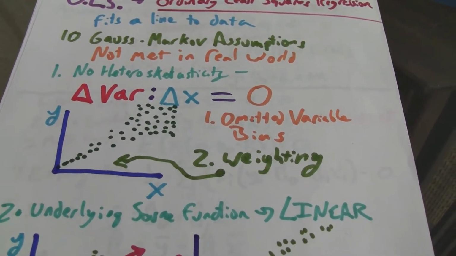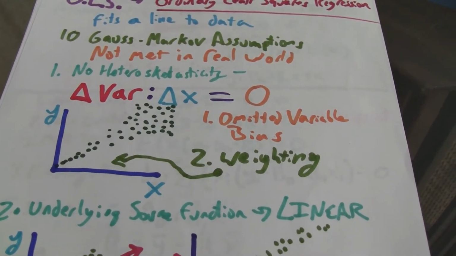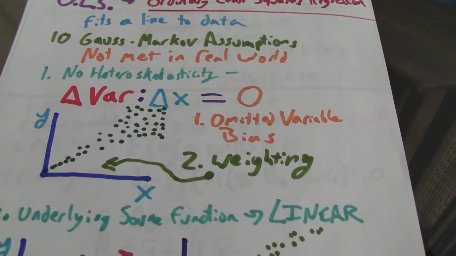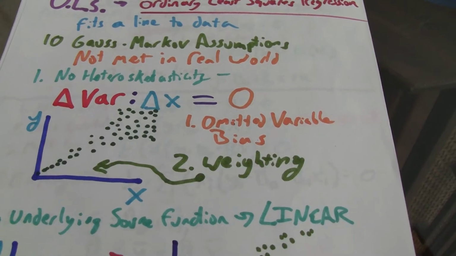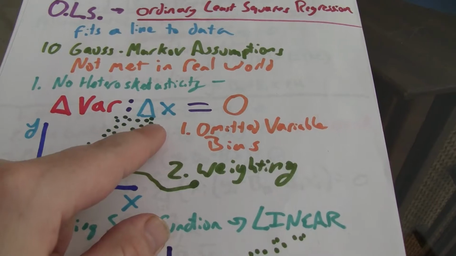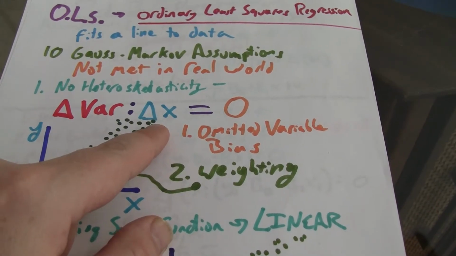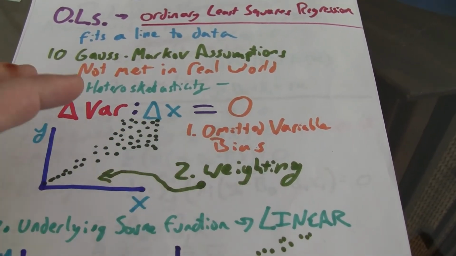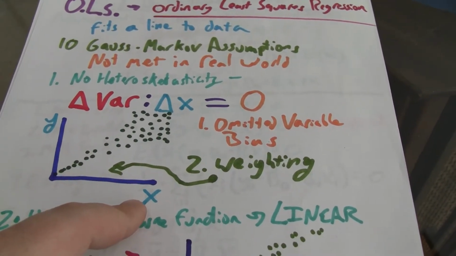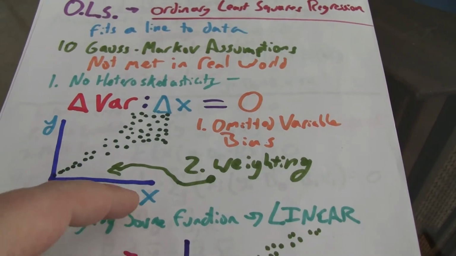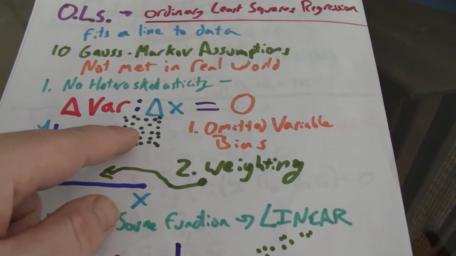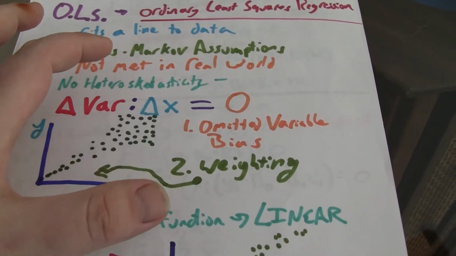Like one is no heteroscedasticity. That's the hard word to say. It has to do with the variance. That the change in variance as x changes is going to be 0. Like that the variance isn't going to change as x goes bigger. We've seen this in Mad Coder's coding videos, where he's programmed the data to fit a line, but as that line gets more and more and more, the data gets more spread out.